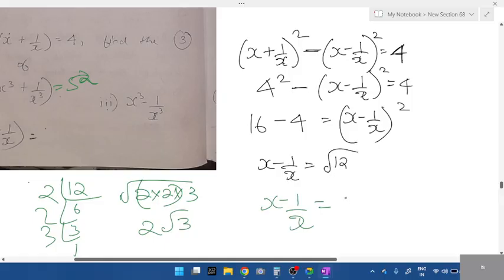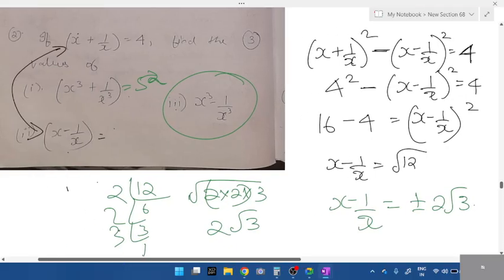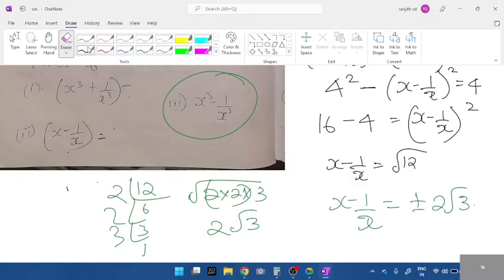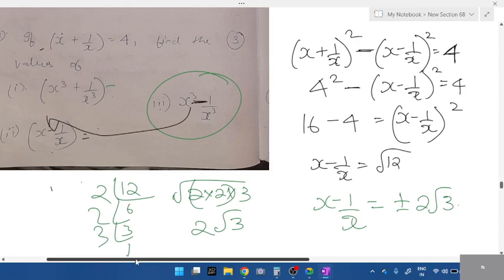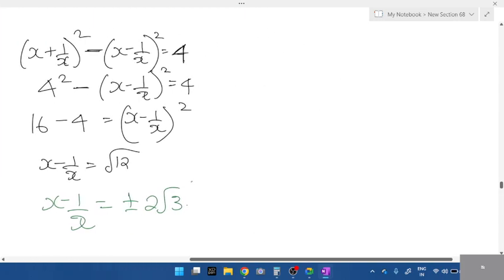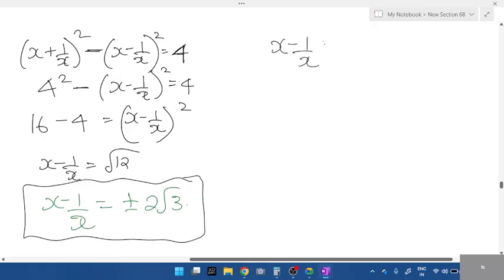Because we solved from a square, it should be plus minus. There is a square root, right? Plus minus 2 root 3. Okay, plus minus 2 root 3. Now we need which one? x cube minus 1 by x cube. Which one should I take? x plus 1 by x or x minus 1 by x? x minus. The reason is there is minus here. Look here, minus and minus. That's why I told you we have to solve x minus 1 by x first. Now we have the answer for this part. Let me take the left hand side. x minus 1 by x whole cube.